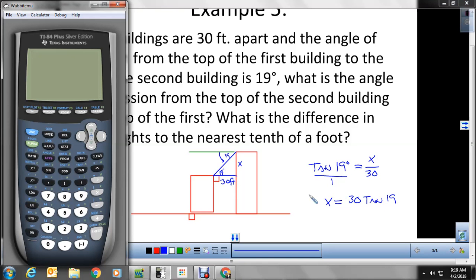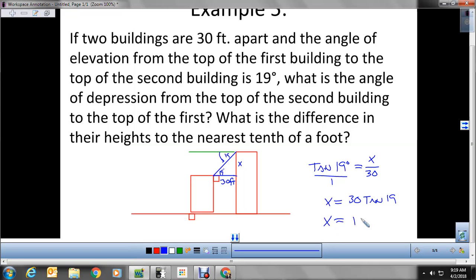All right, so we're going to take our calculator and we're going to plug it in. 30 tangent of 19 degrees. That gives us 10.3. So to the nearest tenth of a foot, that means that x is going to be approximately 10.3 feet. So the difference in the two buildings is 10.3 feet. So make sure you're able to draw this picture correctly. Ignore these two boxes here and here, and you should have gotten 10.3 feet.